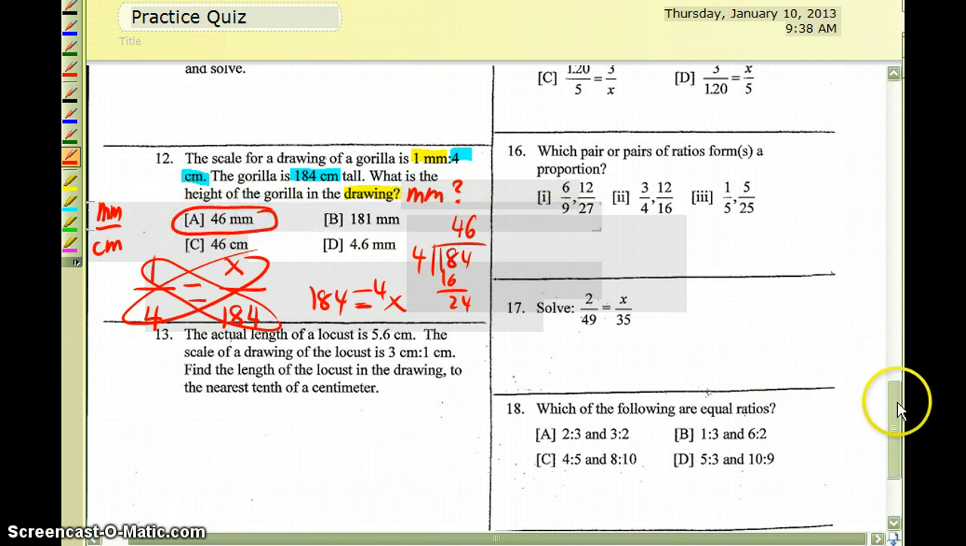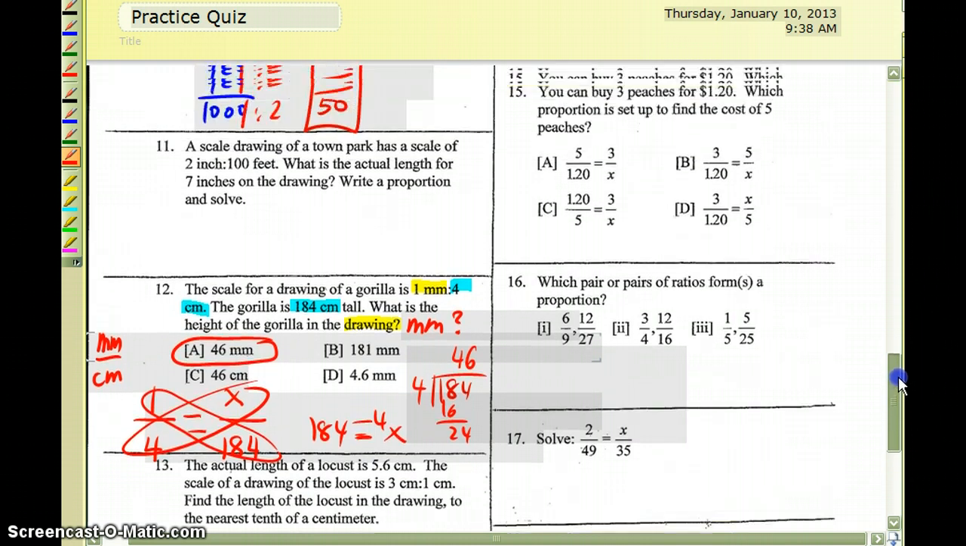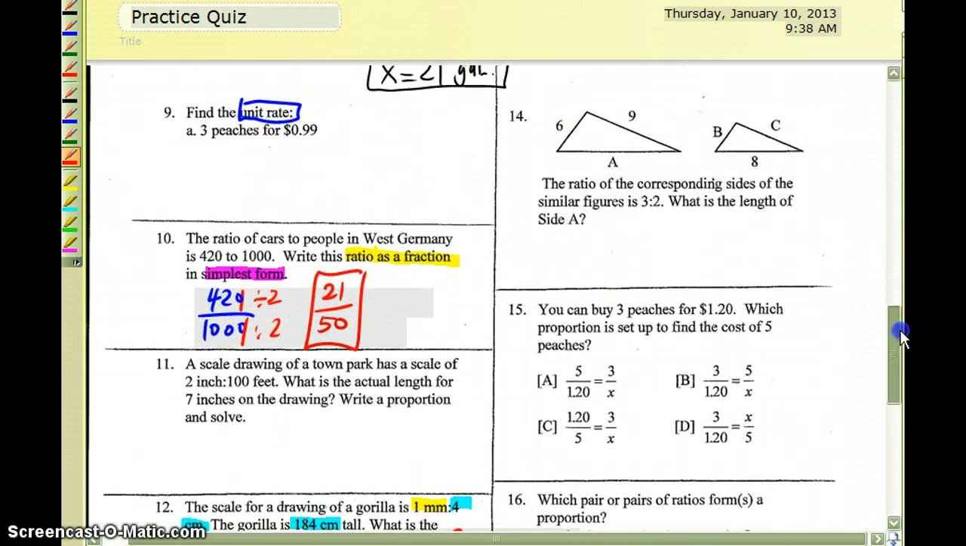13 is very similar to 12. I'm going to move on quickly here. Number 14, I'm going to set up also a proportion. They actually give me a shape here with triangles, and they tell me that they're similar figures, meaning that they're proportional, and the proportion is 3 to 1. Obviously, the 3 would represent the bigger triangle. This would be the 3, and this would be the 2. That's the relationship that they share.